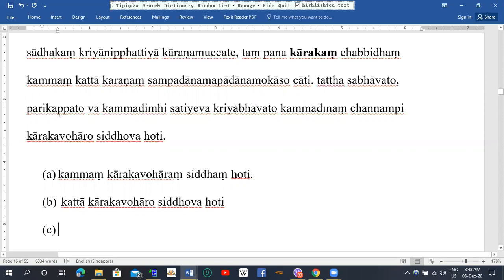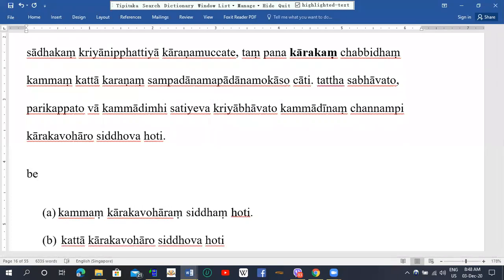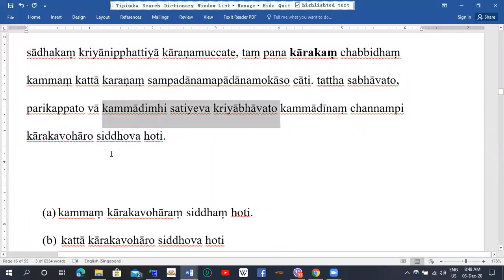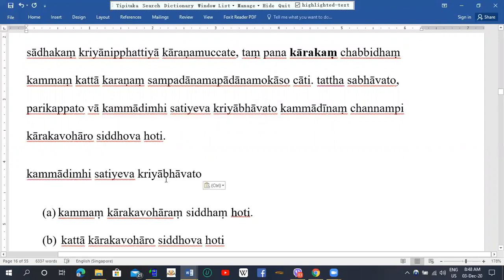Okay, here, look at here. Kama taimi sati jiwa. Kriya pawato. Kriya pawato here. How to translate kriya pawato? Because kriya bhavato. Kriya bhavato, this is the reason.